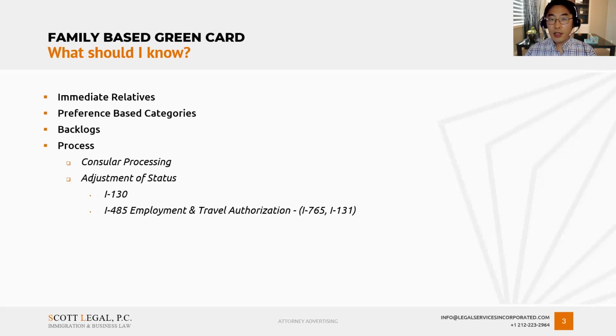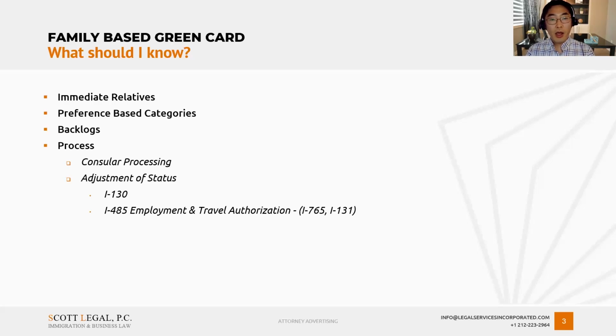Next, let's talk about the process for the family green card case. The review process is basically two parts. First part is the I-130 main petition. You need to submit that, providing evidence on whether petitioner and beneficiary really have a bona fide relationship, which is marriage-based or parent-child or sibling-based.